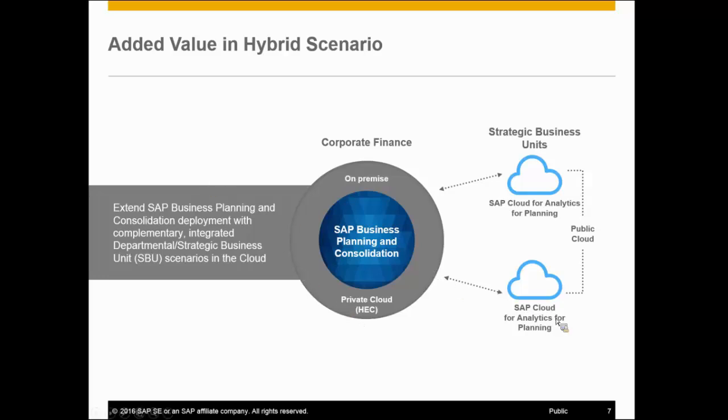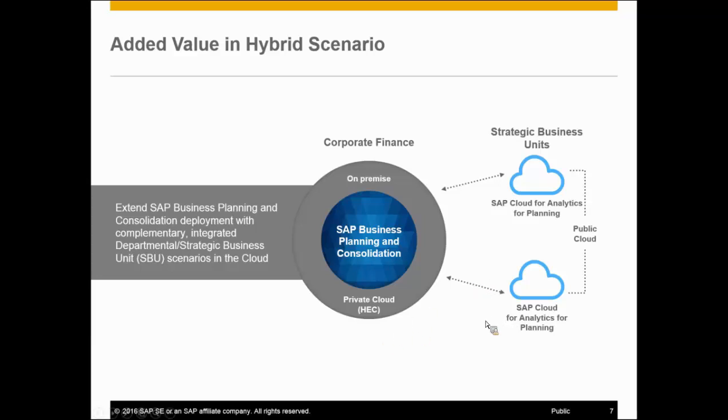So if you want to connect SAP Cloud for Analytics for Planning directly to an on-premise installation of BPC, you can do that, and there is bi-directional integration available. If you want to connect SAP Cloud for Analytics for Planning to a BPC installation on HEC, even that scenario is supported. Okay. Now, having said that, how can we use SAP Cloud for Analytics for Planning as a complementary tool? Let's talk about that.